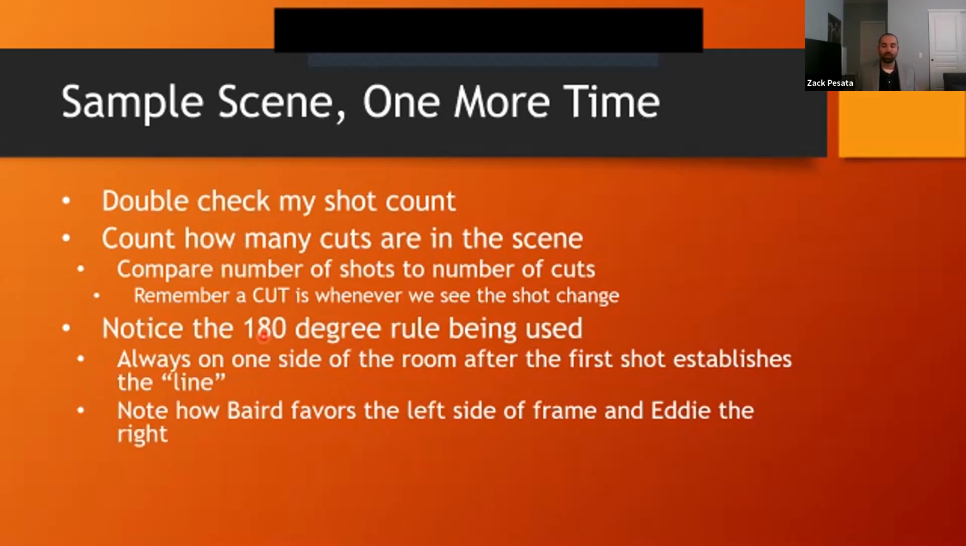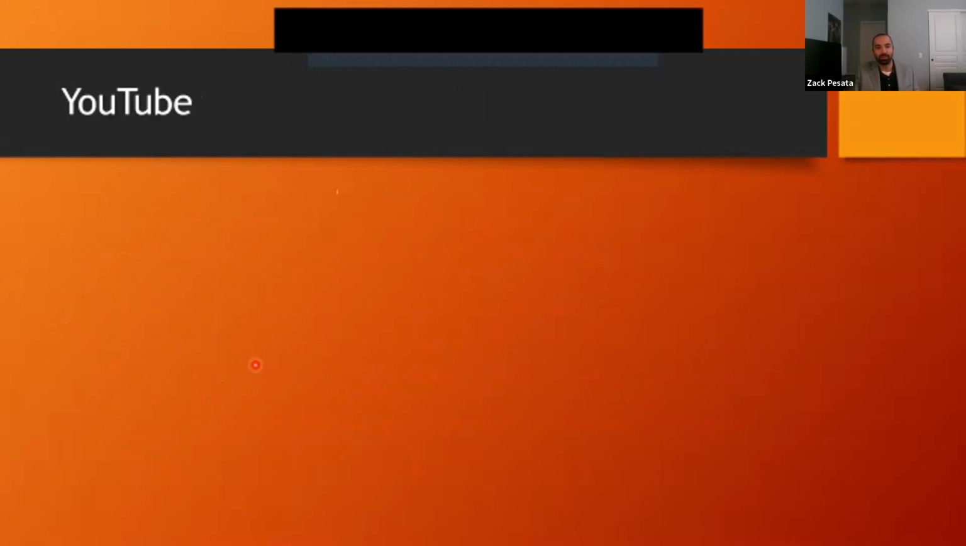Also notice the 180-degree rule being used in this scene, how we're always on one side of the room after the first shot establishes the line. Note how Baird favors the left side of the frame and Eddie the right. All right. So I'm going to go ahead and replay that video.